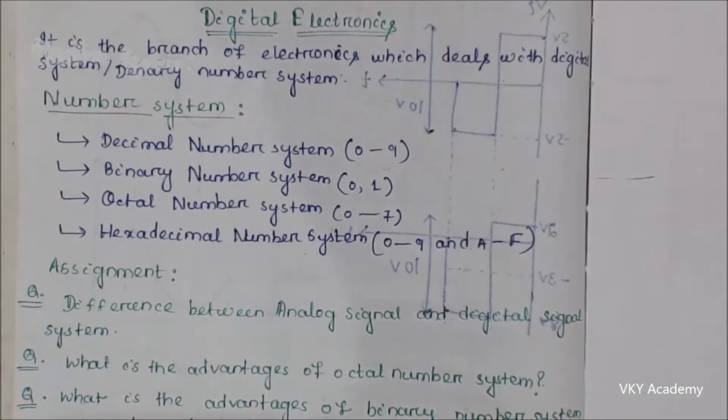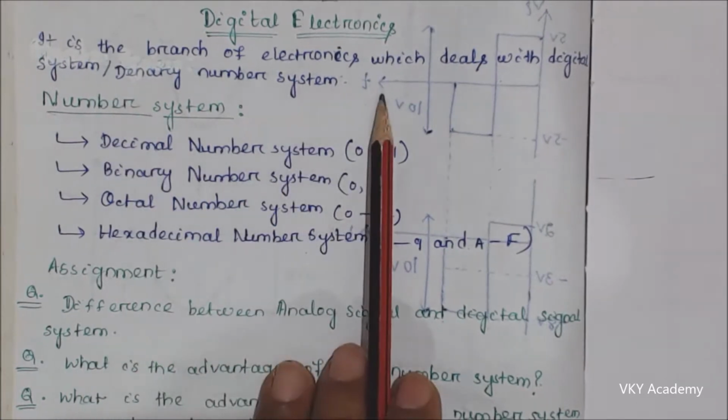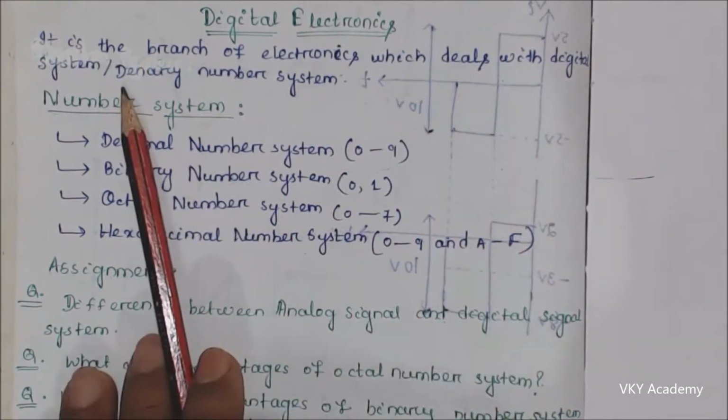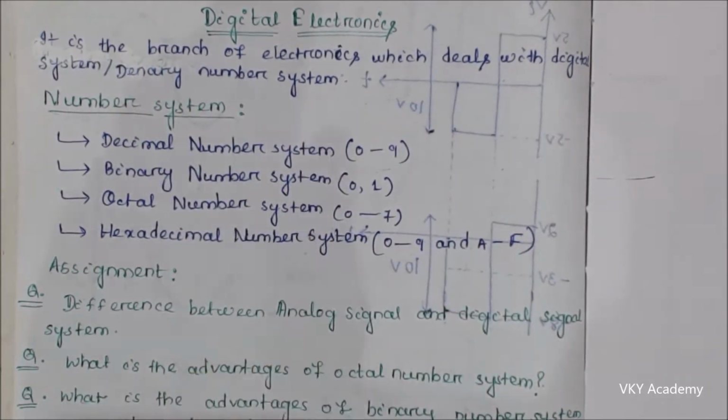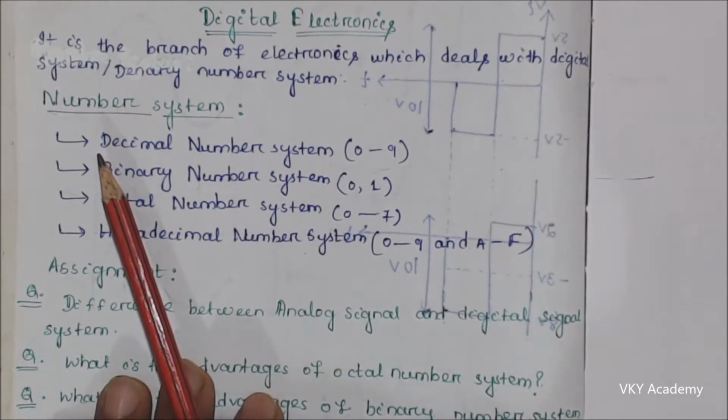Hello everyone. In this lecture, we will discuss the number systems of digital electronics, and we will start the discussion with the definition of digital electronics first. So basically, digital electronics is a branch of electronics which deals with digital systems or binary number systems. This is the definition of digital electronics.